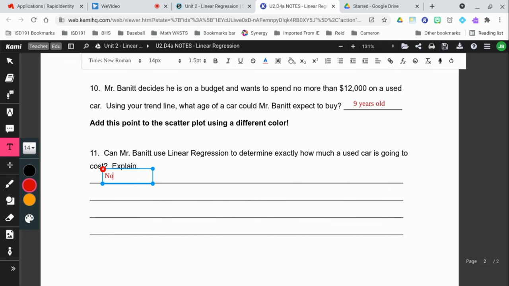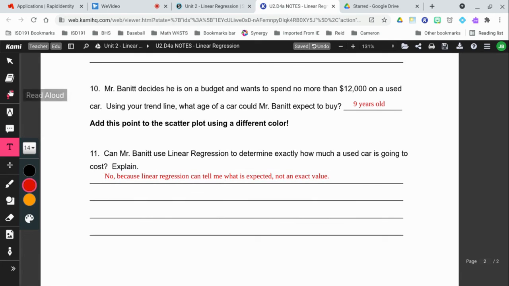So I'm going to say no, because linear regression can tell me what is expected, not an exact value.